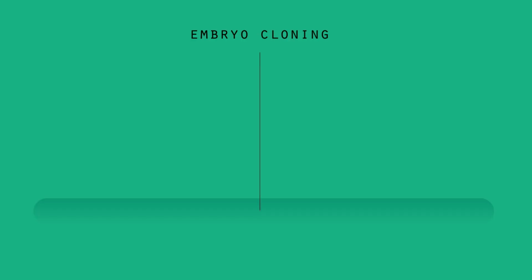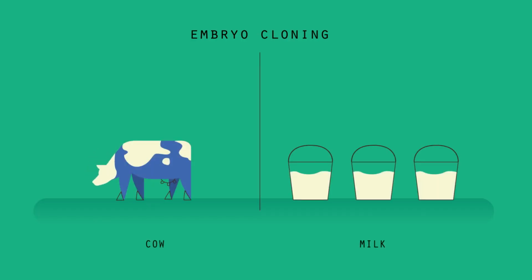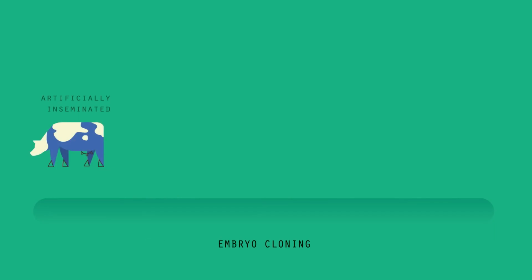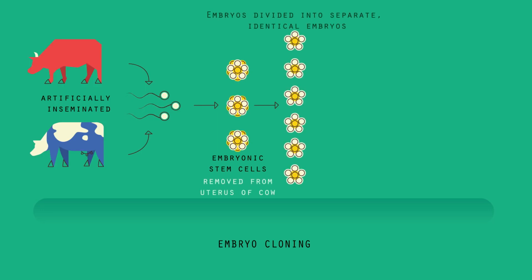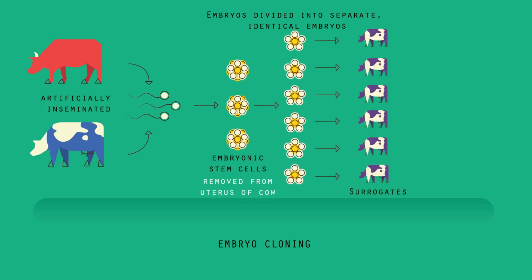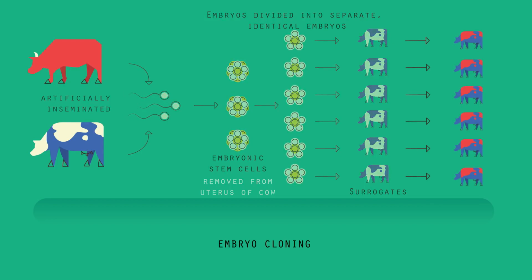A farmer might have a cow that gives a lot of milk and wants to use her to create many calves. The cow is artificially inseminated using the sperm of a bull. The embryos grow until they form a ball of embryonic stem cells. Before they become specialized, the embryos are removed from the uterus, divided up into separate embryos which will all have the same DNA, and then each is placed into the womb of a different cow. These cows are surrogate cows. They are just being used to grow the embryos until they are born. The calves will be clones of each other, but not a clone of the mother due to the bull's sperm.